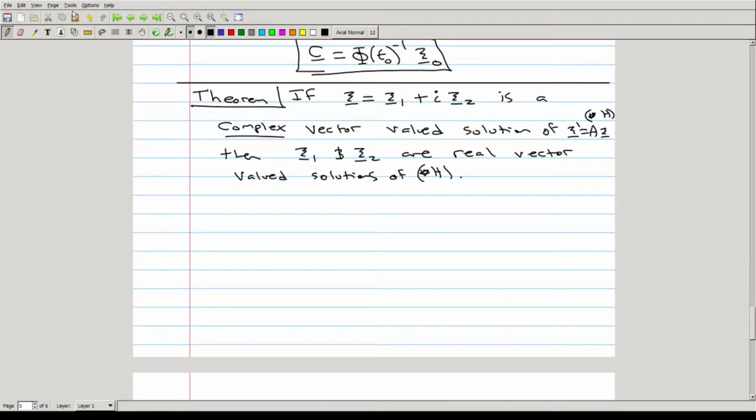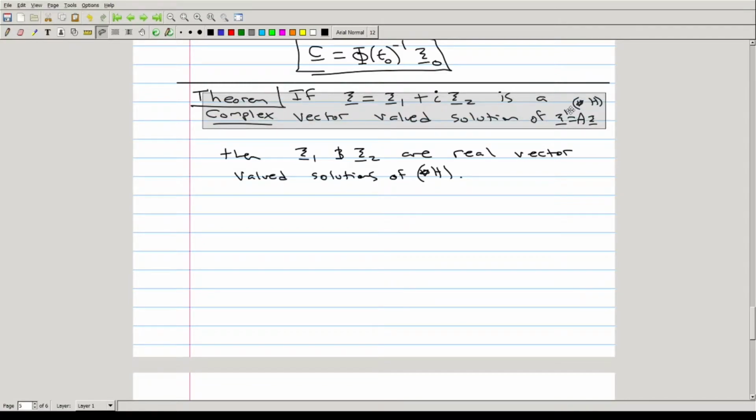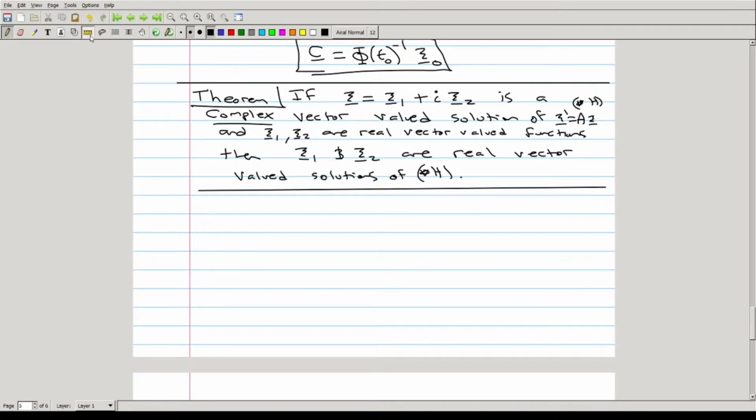And I should specify here too. So if xi equals xi1 plus I xi2, it's a complex vector valued solution of star H and xi1 and xi2 are real vector valued functions, then xi1 and xi2 are also real vector valued solutions of star H. The proof of this is relatively straightforward.